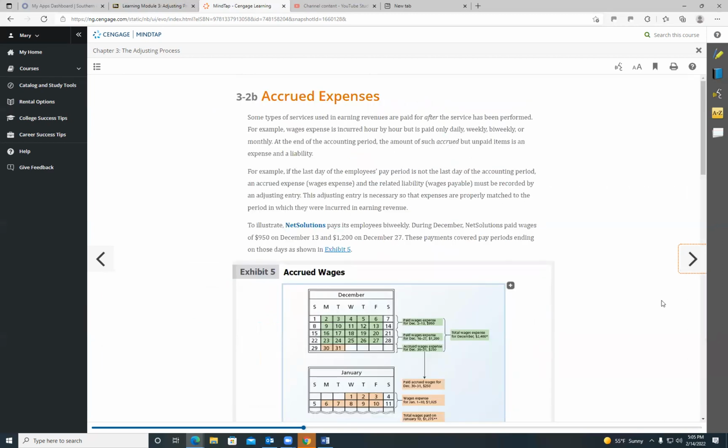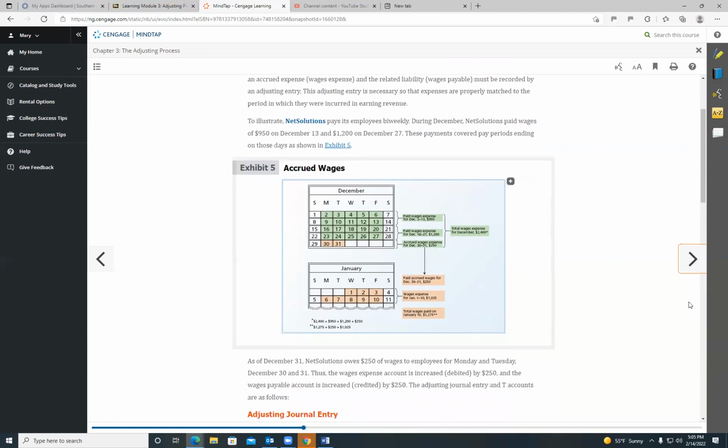Just like it's very important that you capture all the revenue earned in that accounting period, it's also very important that you capture all the expenses that you've incurred, because you want to make sure you have all the expenses that you've incurred while generating all that revenue. So the best example to talk about for an accrued expense is going to be accrued wages. So let's start by looking at this calendar here. As we can see here, the month of December ends on Tuesday, but the accounting period has not ended yet.